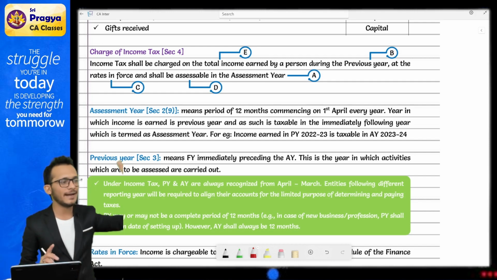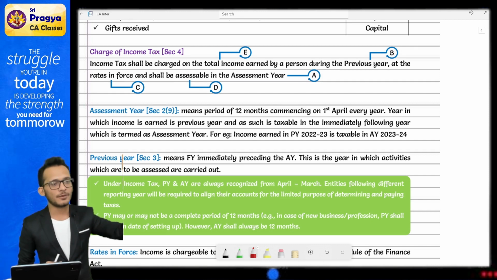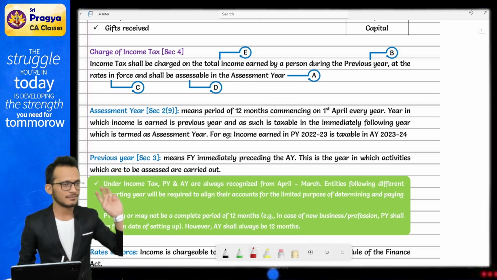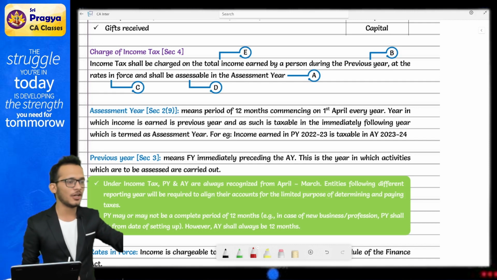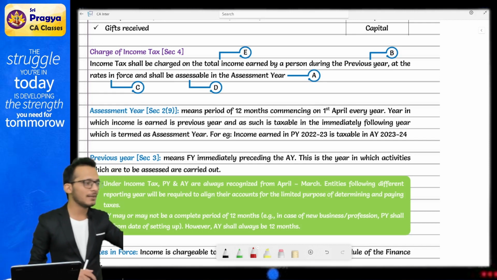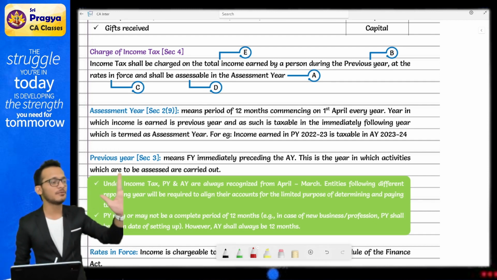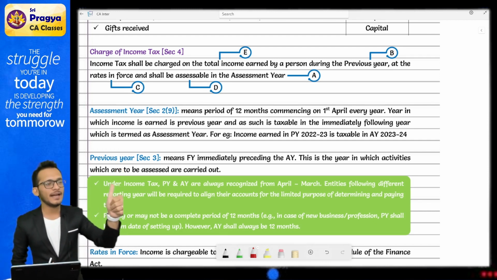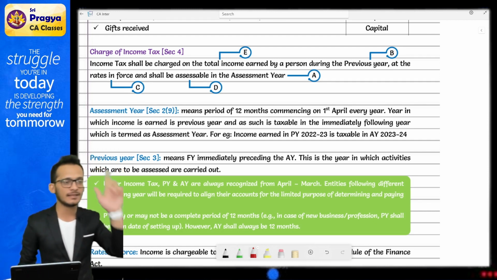Yes, step number 1, identify requirements of the question. Step number 2, identify the assessee and his residential status. Step number 3, determine whether the income is taxable or not. Step number 4, classify the income into 5 heads of income. Step number 5, provide any kind of deductions or exemptions provided in that specific head.